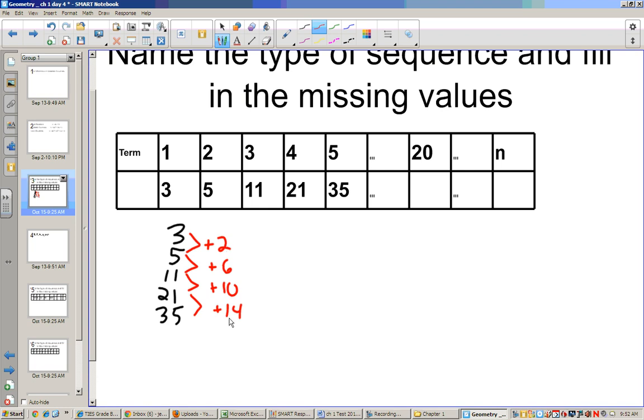Notice how these are not constant differences, so we know that the function is not linear. So now we take the second differences. I'm going to go up by 4, up by 4, and up by 4. Since there's a constant second difference in my sequence, I know that this is a quadratic sequence.